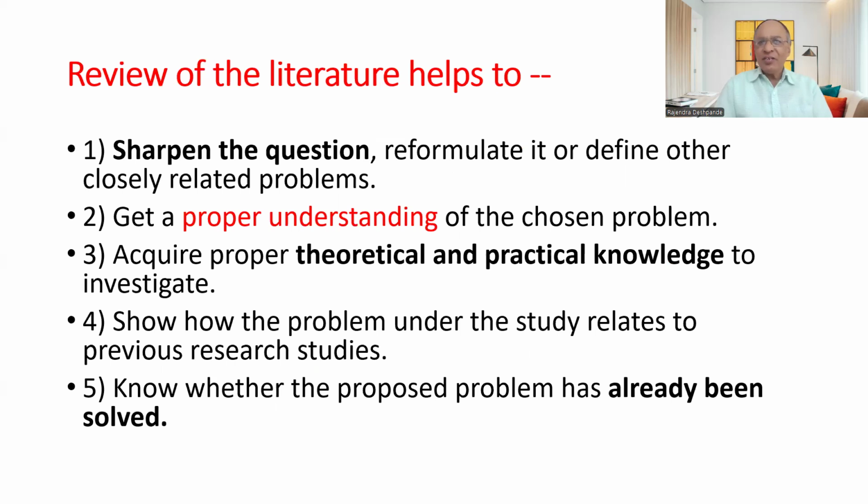Review of the literature helps in different ways. Number 1, literature review can sharpen your research question, reformulate it, or define other closely related problems. For example, we are talking about type 2 diabetes. You can take into consideration the aspect of gestational diabetes, juvenile, that is type 1 diabetes, etc.